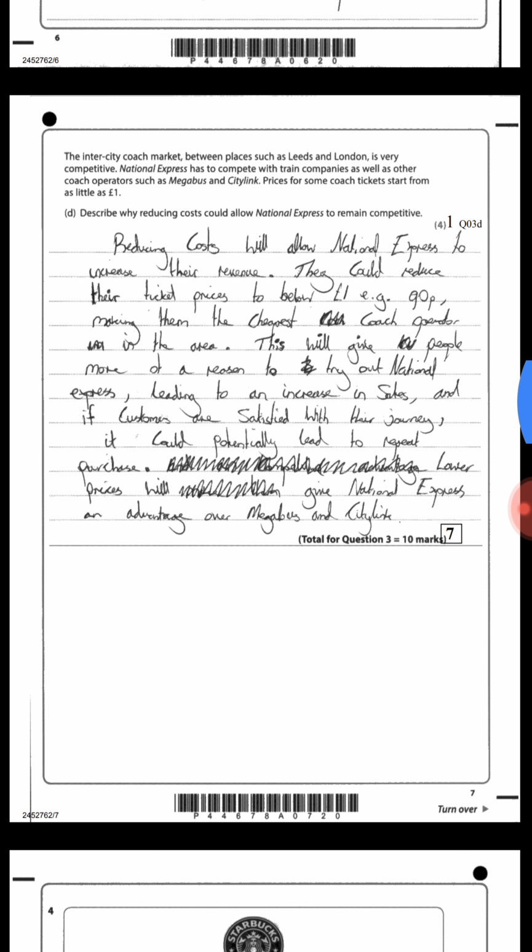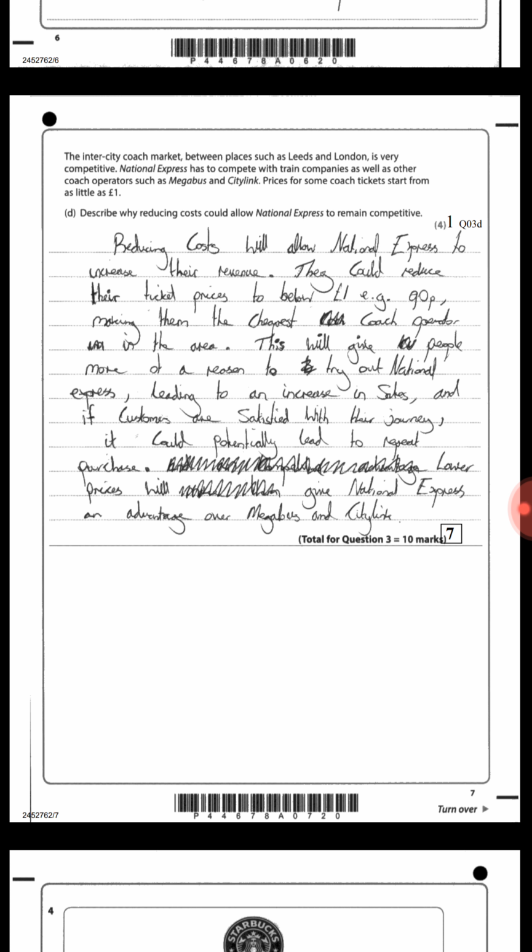So this student only got 1 out of 4 because they fell into the trap that a lot of students fell into, which was confusing the word costs with price. So to gain 4 marks, you need to be talking about the costs of National Express.